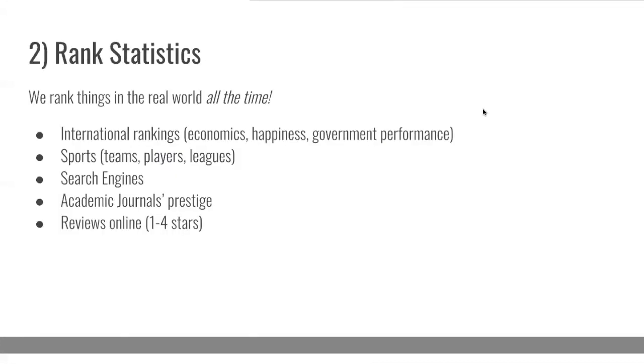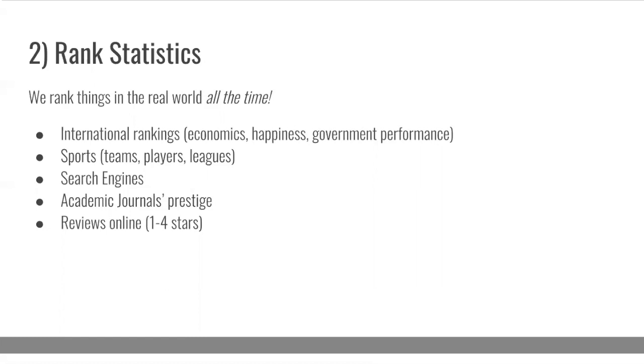When we're talking about rank statistics, it's important to realize that we rank things in the real world all the time. When we talk about international rankings, which country is the happiest, which government is performing the best, we don't know what number a country is, right? We don't say necessarily that Sweden is 98 happy. We often say they are the number one happiest country and then rank countries 1, 2, 3.